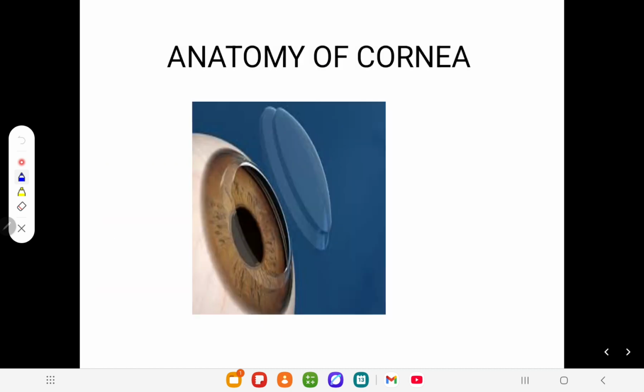Okay, let's move further. So the anatomy of the cornea. I think today we will stop at the anatomy of the cornea, and I'll make the physiology tomorrow, I think. So tomorrow or the day after tomorrow.